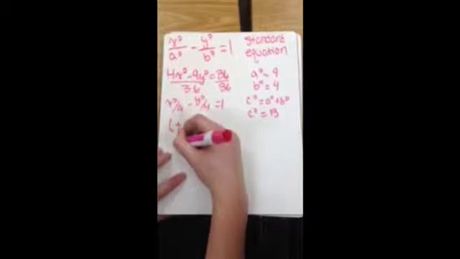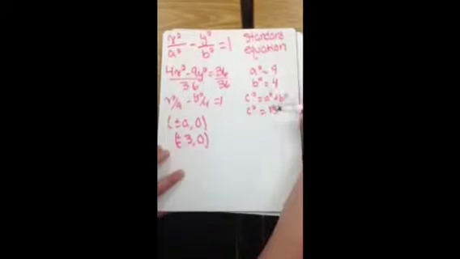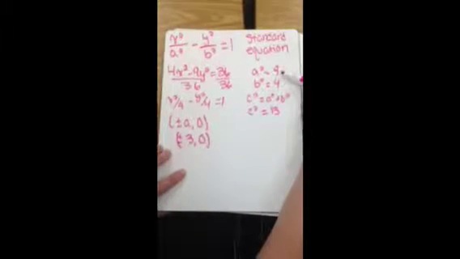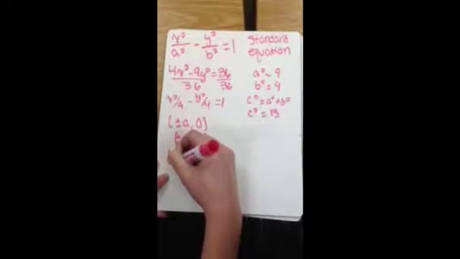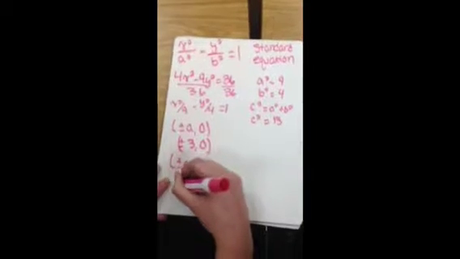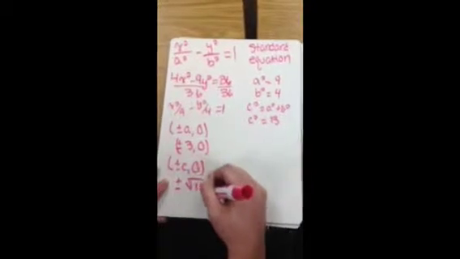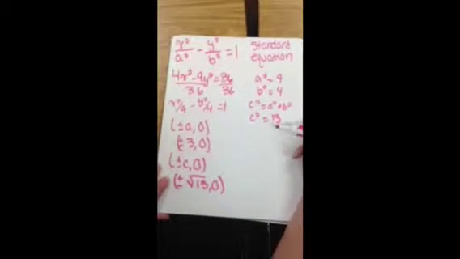To find the vertices, it is plus or minus a, comma 0. So it's plus or minus 3, comma 0. We get that from the square root of a. To find the foci, it's plus or minus c, comma 0. Therefore, it's plus or minus square root of 13, comma 0. You get that from above.